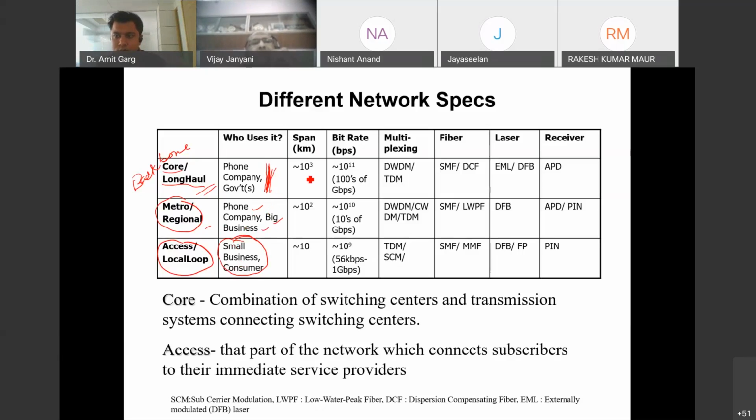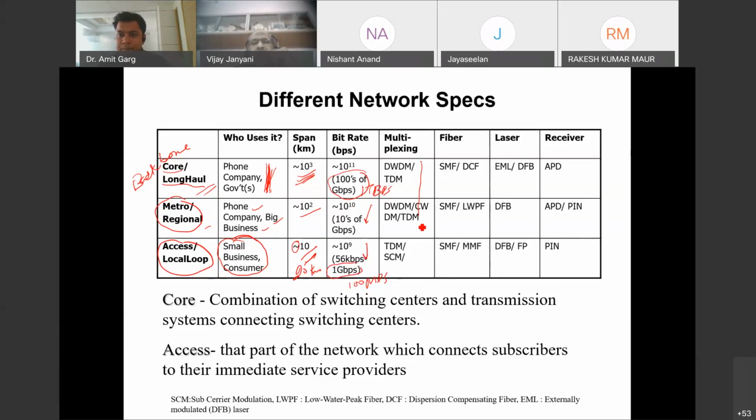The span of these may be up to 1000 kilometers. This is 100 kilometers, and this is 10 kilometers approximately. It may be 20 also, as we'll see in GPON. Bit rate, here it is hundreds of gigabits per second, and in fact now it is 1 Tbps, terabits per second. Here the bit rate may be smaller, and when it reaches the user, it may be 1 Gbps or maybe 100 Mbps directly.